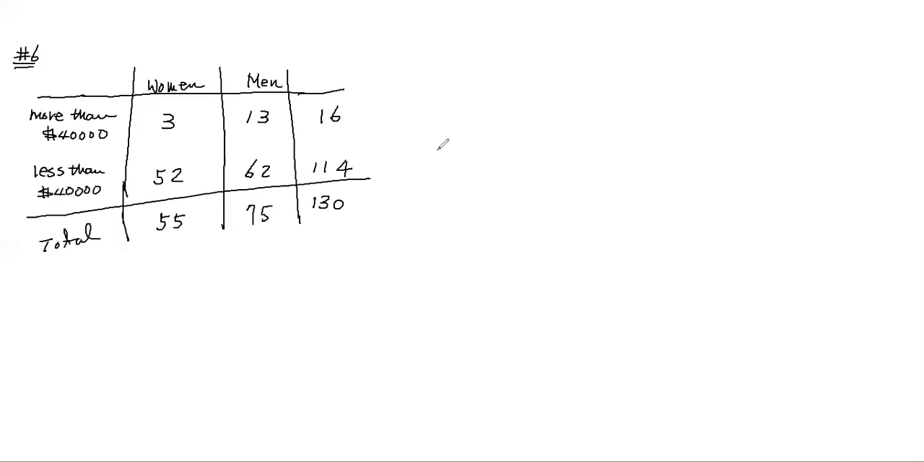Okay, so now the problems will become easy after we have this table. Let's take a look. Part A. Let's say if we choose one person, is a woman who earns 40,000 or less? So what is here? I have 52 out of 130, right? If you want to simplify that, you can simplify, or you can just leave it like that. So this is 2/5.